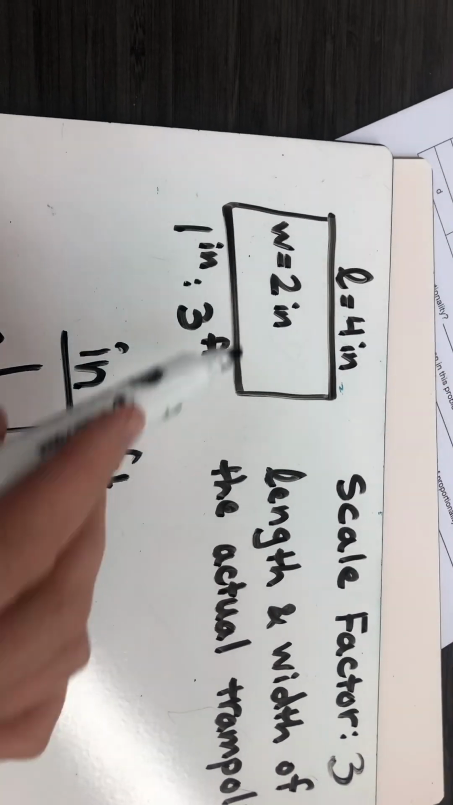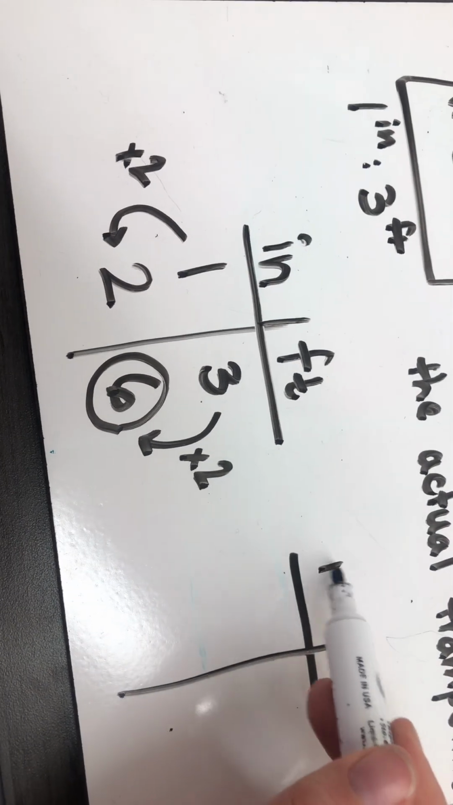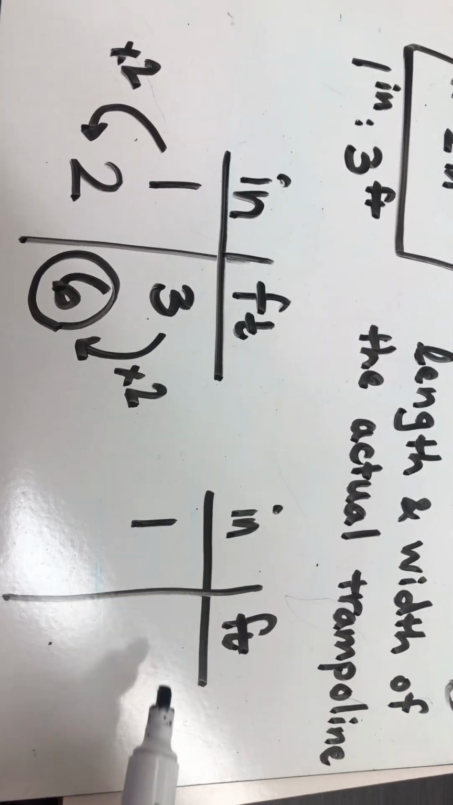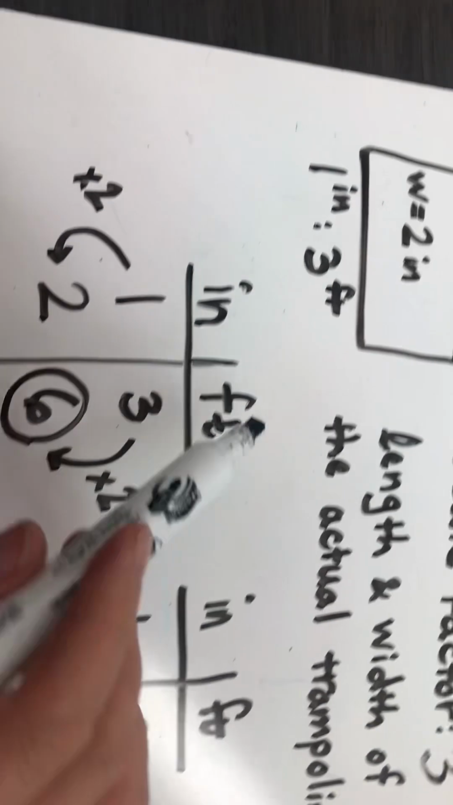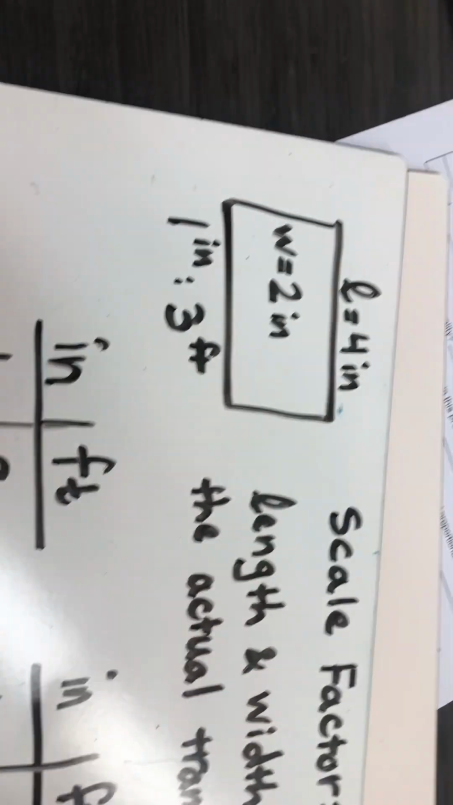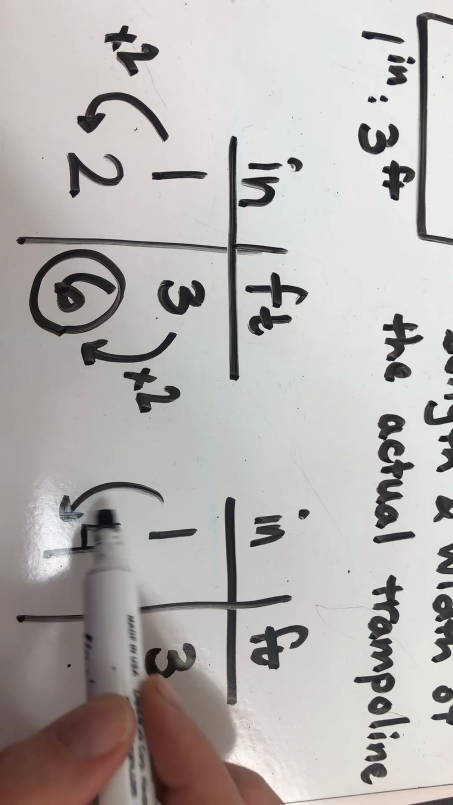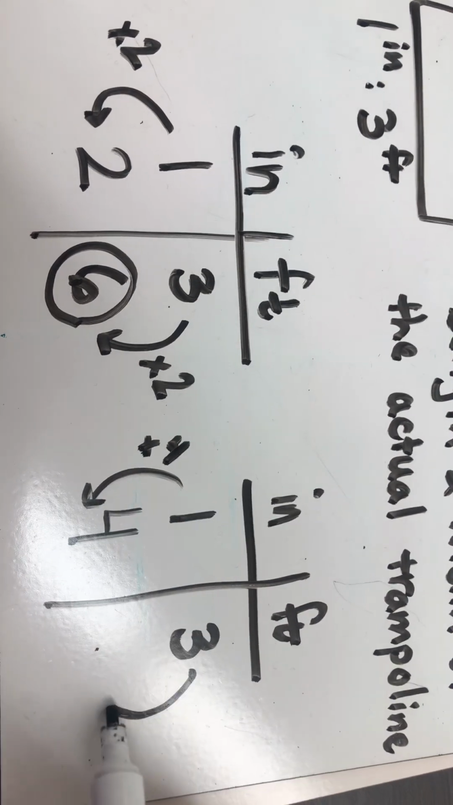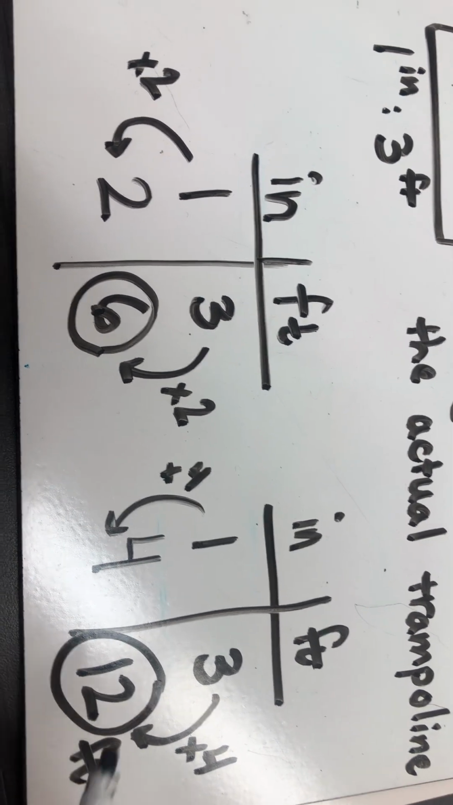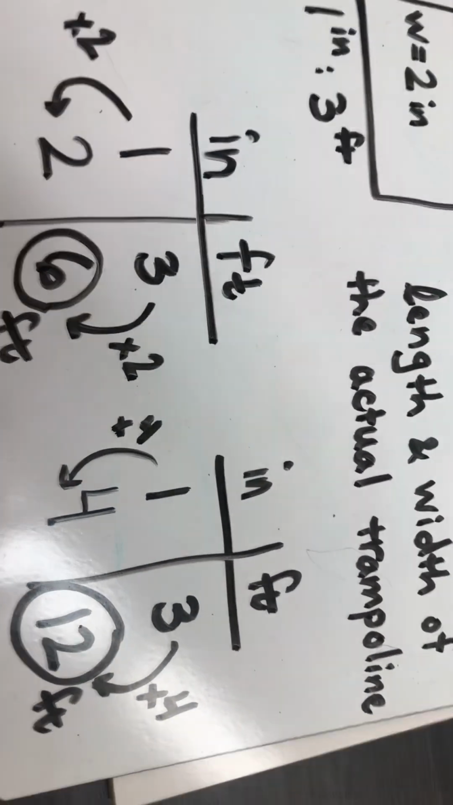Now I'm going to go ahead and find the length of the real trampoline the same way. I'm going to draw a table of values and show inches on one side and feet on one side. Again, I'm going to put 1 inch representing 3 feet. This is coming from the scale that they gave me in the problem. The drawing shows 4 inches, and I'm going to put that under my inches column. And I can do 1 times 4 to get 4, so I'm going to go ahead and do 3 times 4 to get me 12 feet. Again, this is feet, this is also feet. So the answer would be 12 feet, the length of the actual trampoline.